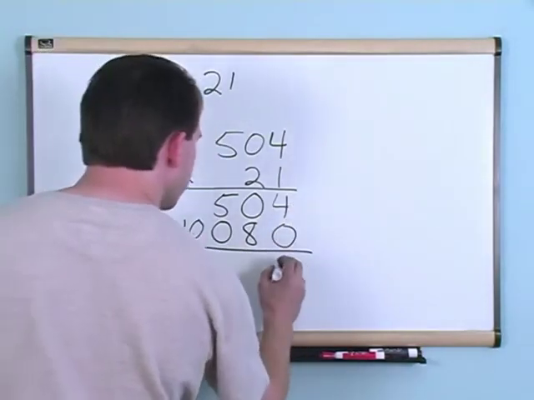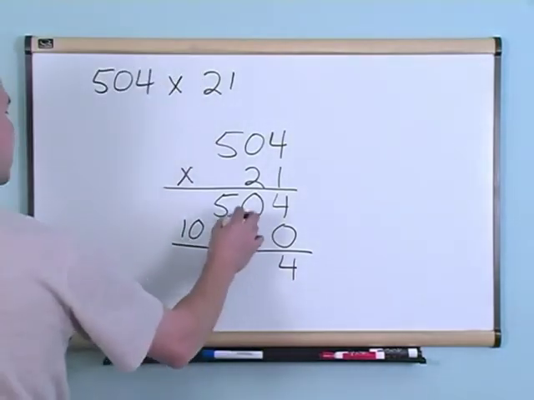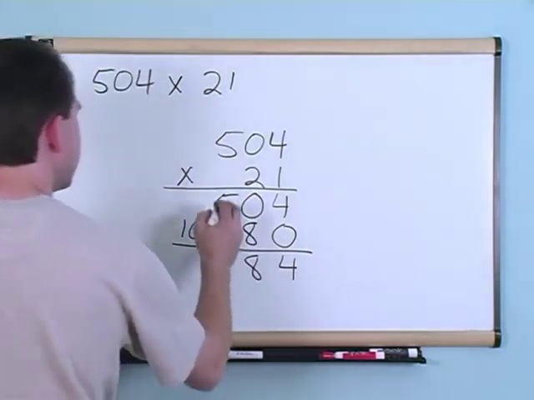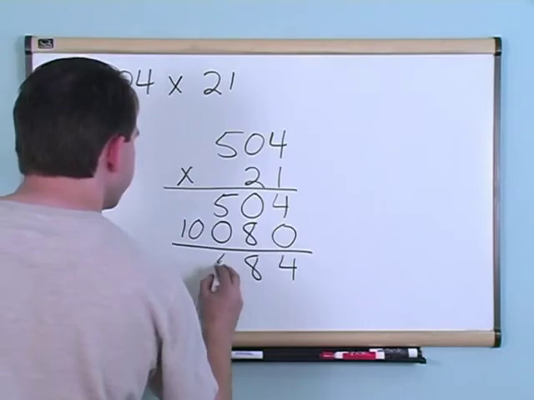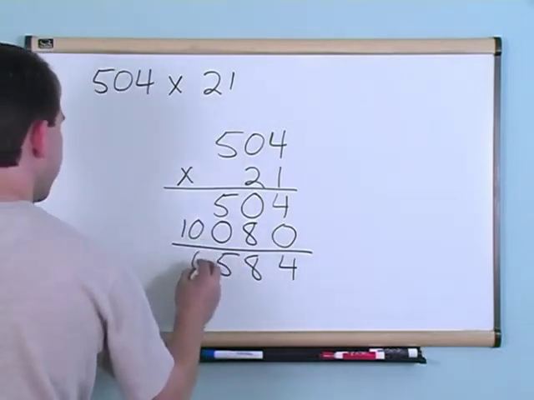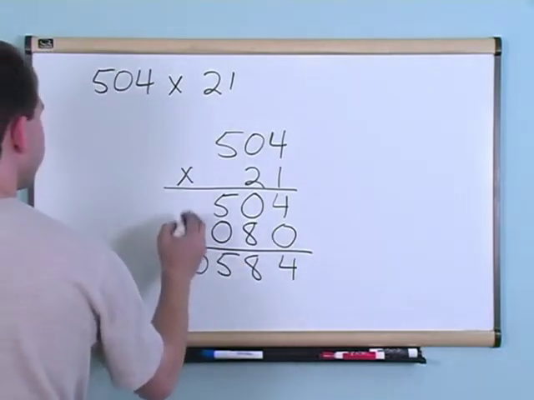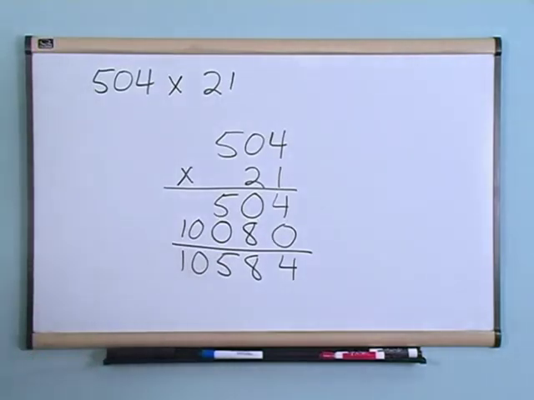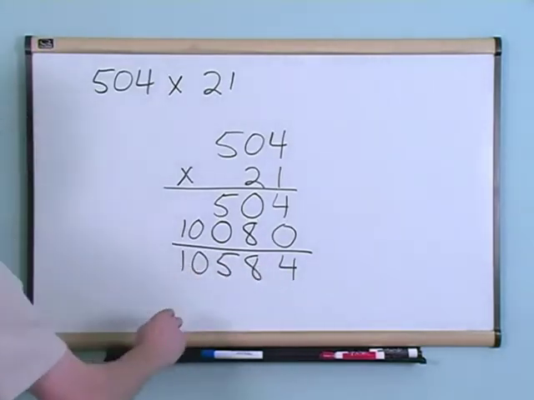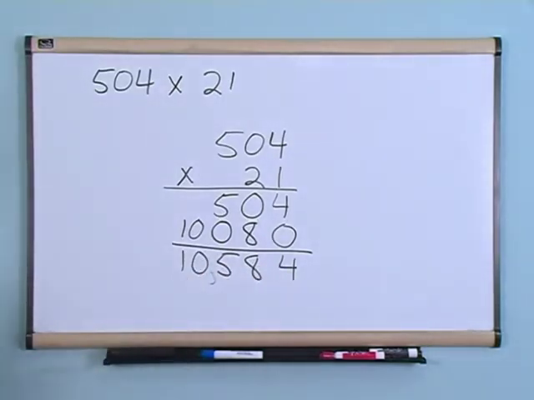4 plus 0 gives you 4. 8 plus 0 gives you 8. 5 plus 0 gives you 5. Just take your 0 down here. 0 plus 0 gives you 0, and 1 plus 0 is going to give you 1. So the answer here is 10,584. It's a very big number, okay?